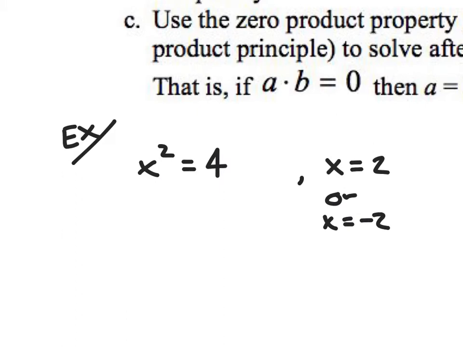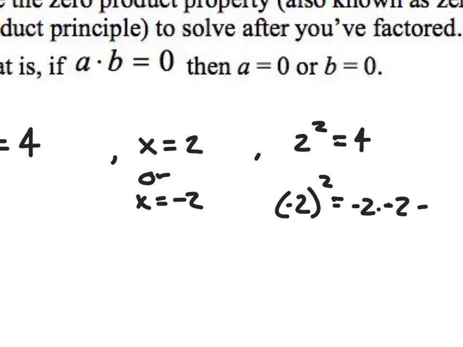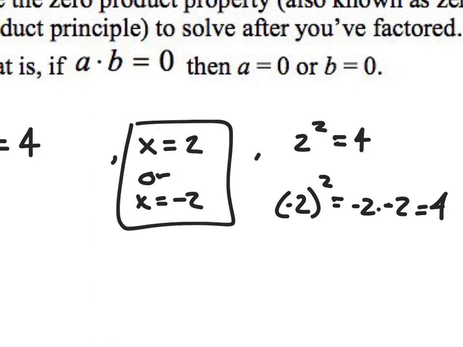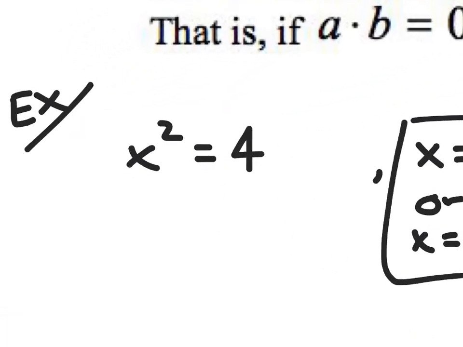The reason I know that is just because I'm thinking about it. I know that 2 squared, let me write this over here, that 2 squared is going to give me 4. And I know that if I take -2 and I square it, that's -2 times -2, which is also going to give me +4. So I get 2 solutions out of this. And that's what I know.